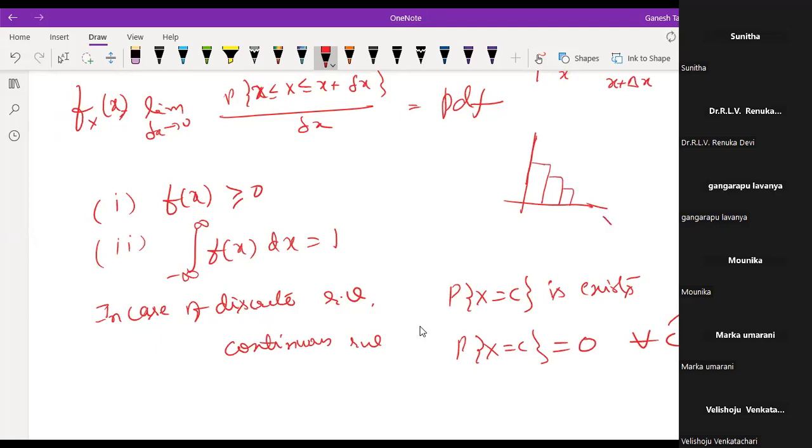Okay, it's a discrete case. These are the x values, the small p of x. In the continuous case, you are giving it like this. Your density function depends on x lying between x and x plus delta x. This is your f of x dx.